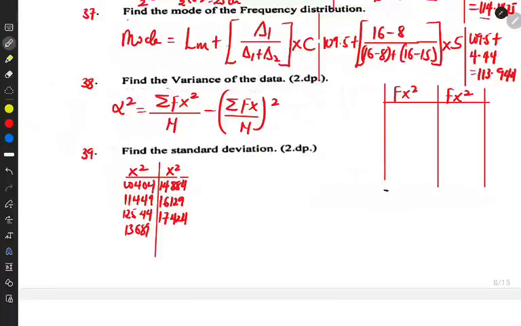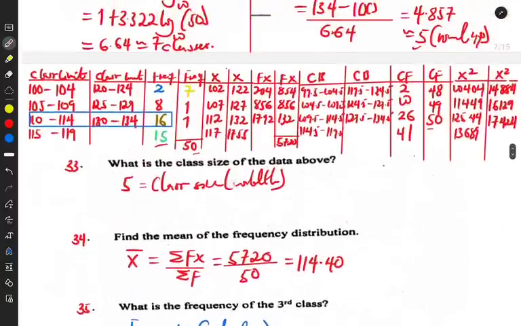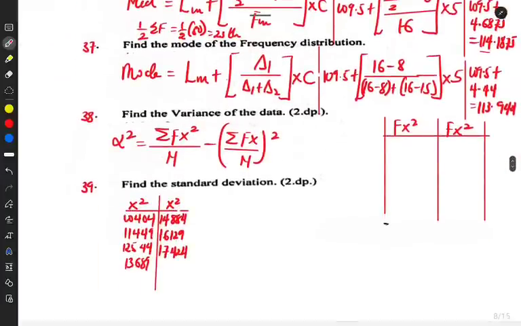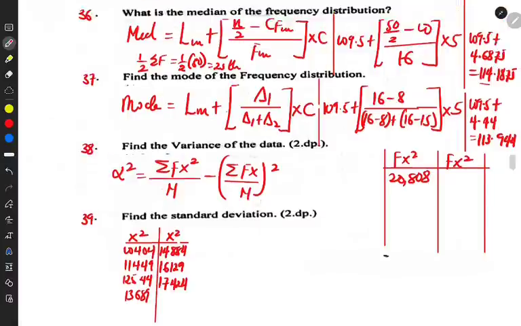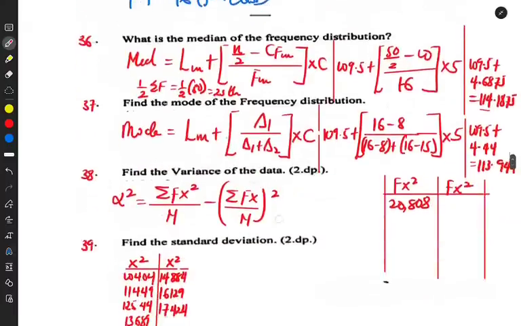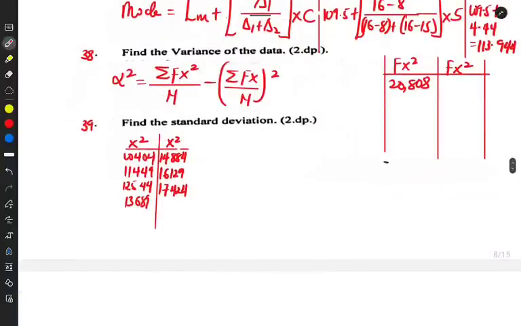So that means we have 10,404 multiplying what? The frequency of what? The first frequency which was what? 2. You're supposed to get what? 20,808. Okay. Then the next one, 11,449 multiplying frequency of what? 8. Supposed to get what? 91,592 in that order.